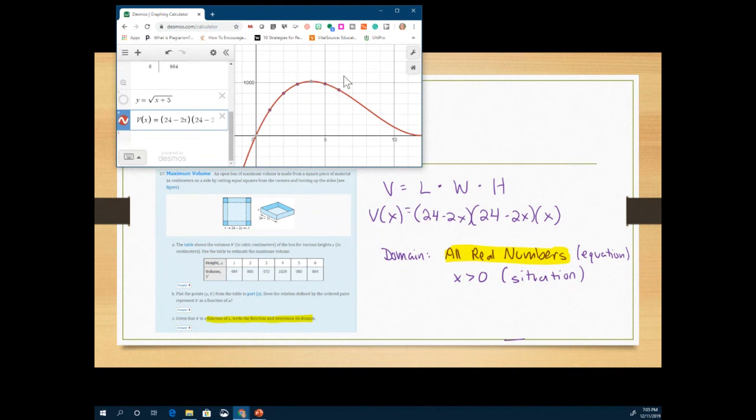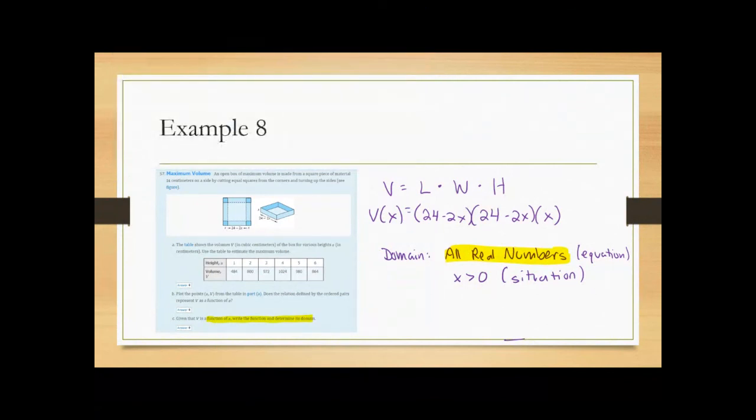So do you guys have any questions on this example, this word problem? I'm going to add in here that we could say that x has to be between 0 and 12 if we're looking at the situation.